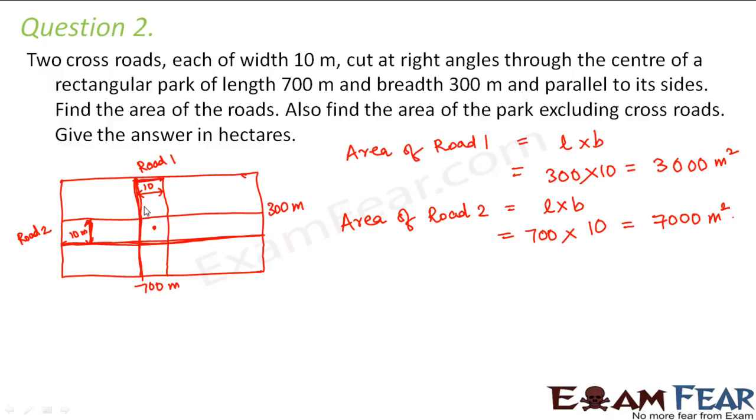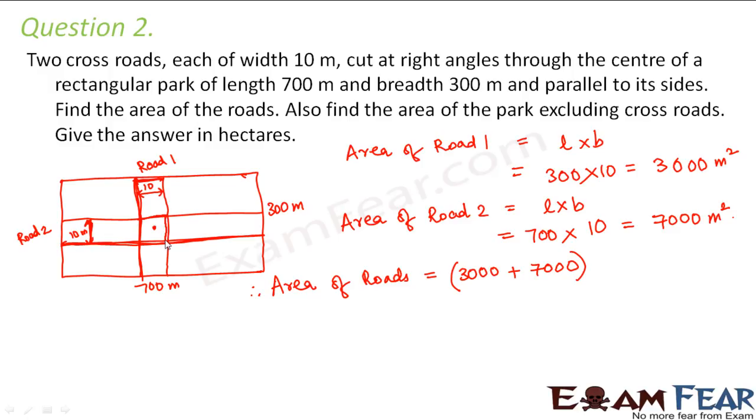Now we have to find out the total area of the two roads. Therefore, area of roads, both 1 and 2, will be equal to 3000 plus 7000. Now do you think that is going to be the answer? Not really, because when we have found out the area of road 1, we have included this entire area. Similarly, when we found out the area of road 2, we have included this entire area.